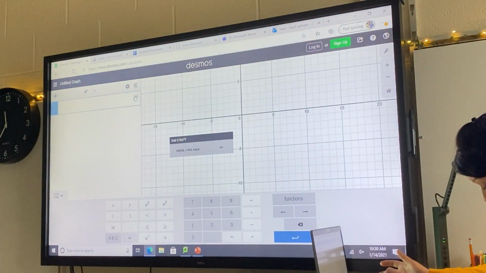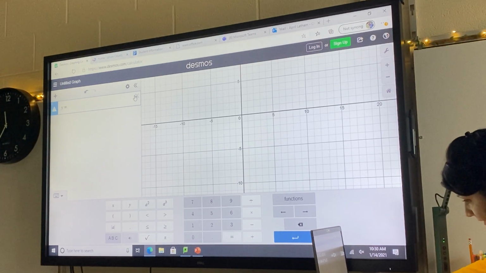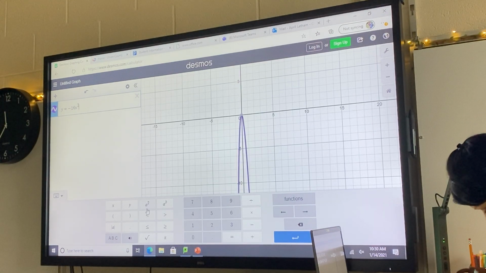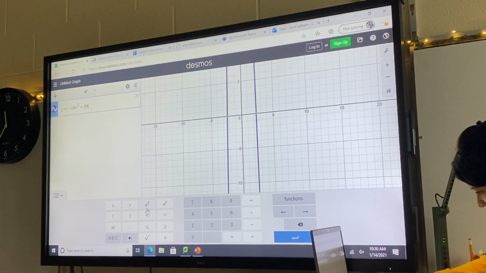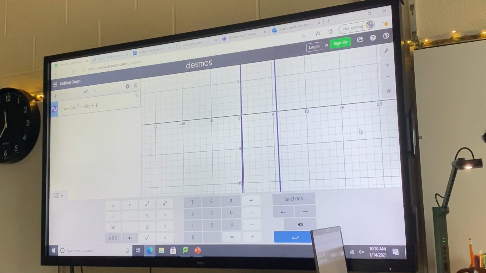So if I put this in Desmos, now we don't use h, we have to use y, right? So y equals negative 16x squared plus 88x plus 4. I'm going to do a little zoom.